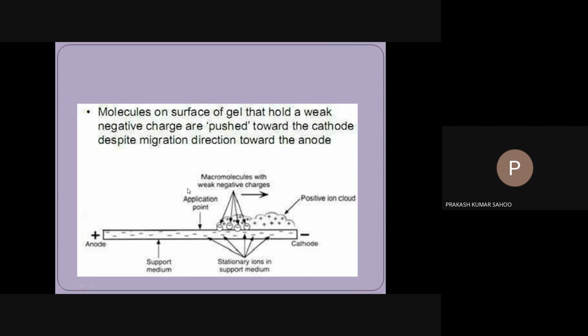Again, in electroendosmosis, these are molecules and macromolecules with weak negative charges. This is the application point, and this is the positive ion cloud. The surface of the gel holds a negative charge, so the weakly negative molecules are pushed towards the cathode, despite their migration direction being towards the anode.